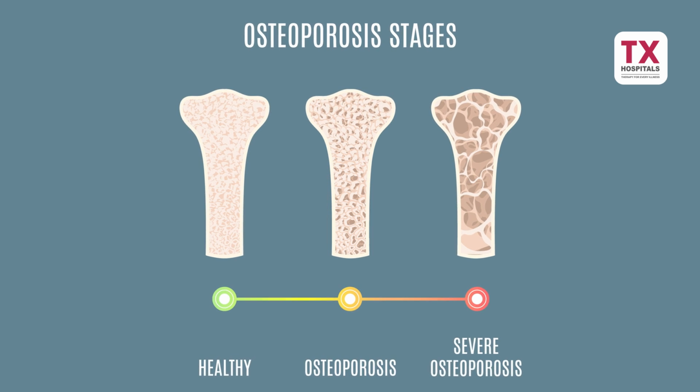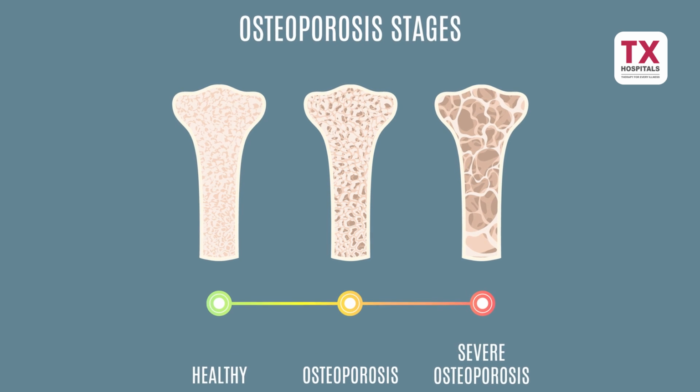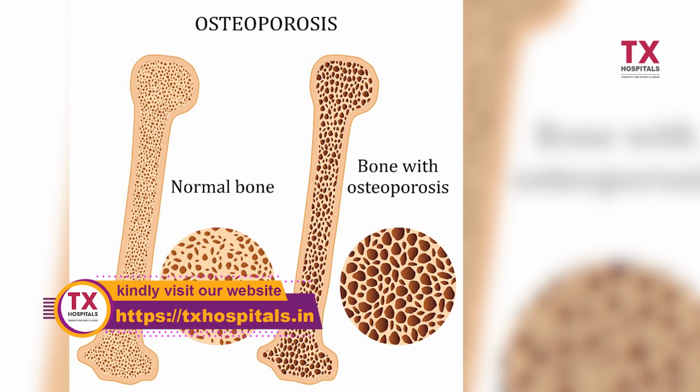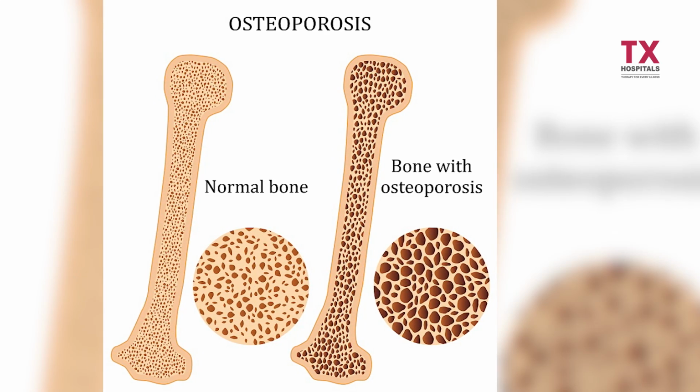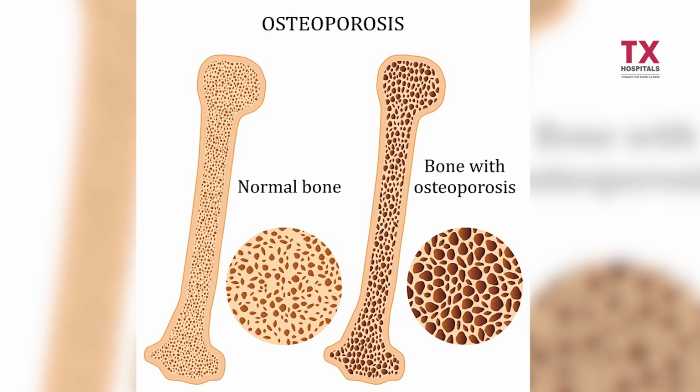Today our topic of discussion is osteoporosis. This is a topic where most people are not aware of its definition and also the risk factors. So first, by definition, osteoporosis means weakness in the bones. That means the bones become very soft and they break easily, they fracture very easily.